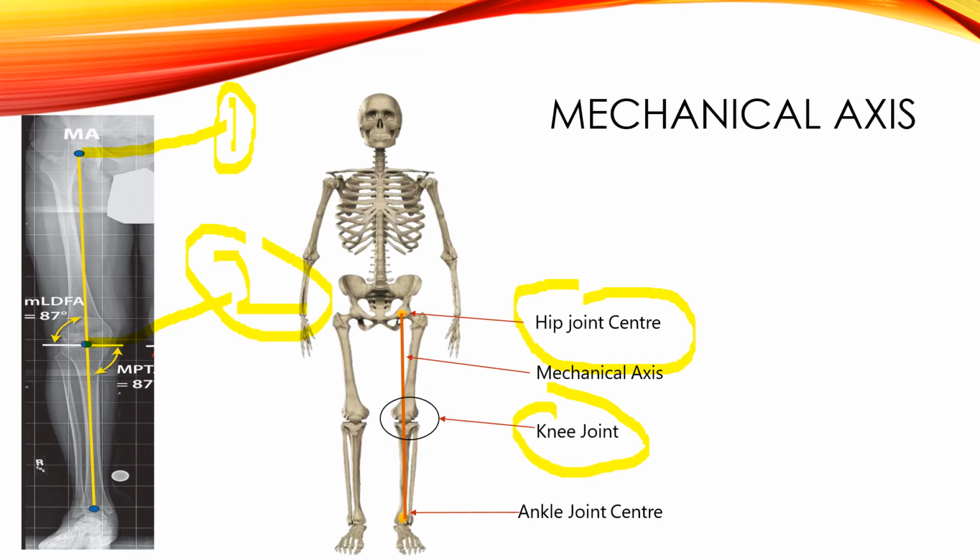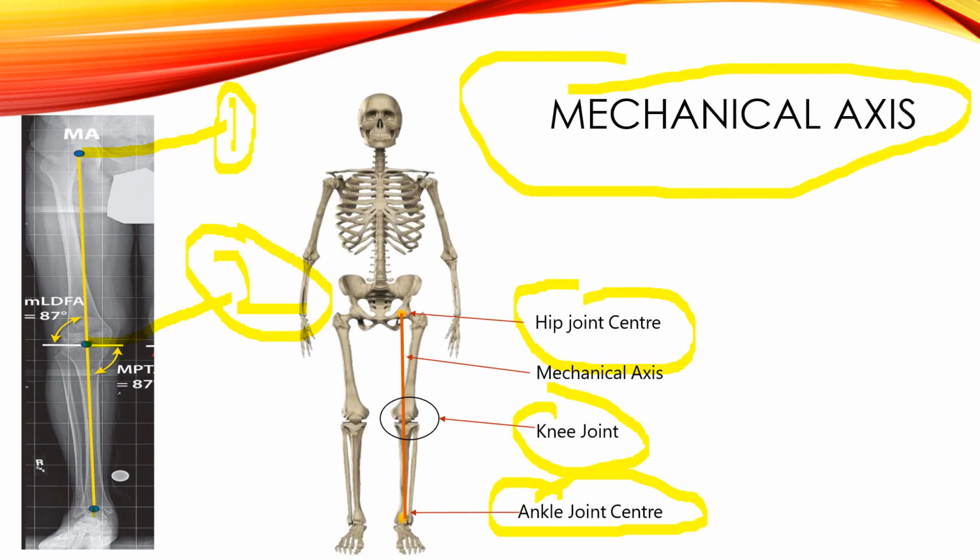Now how to identify the center of the knee joint? That condylar notch is there. The center of that notch will be the center of your knee joint. Then the third important joint center we have to find out is the ankle joint. Again, the center between both the edges. So find the center of the ankle, mark it and make a straight line. Basically the mechanical axis is always a straight line. It will start from your hip center, pass through the center of the knee joint and then pass to the ankle joint center.